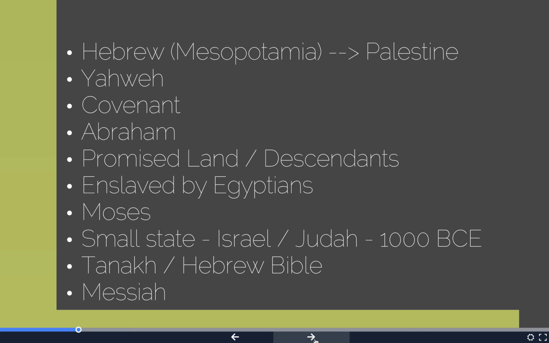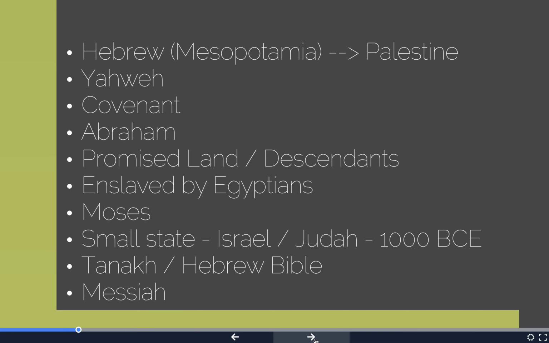One, they said that there is a land that we have for you. Remember, the Hebrew people have been moved around a lot by different political states during this time. They never really had a homeland, and Yahweh promised them a land that would be theirs, that would be their homeland. And second, that their descendants would be as numerous as the stars, as their holy scriptures, or the Tanakh, or the Hebrew Bible talks about.